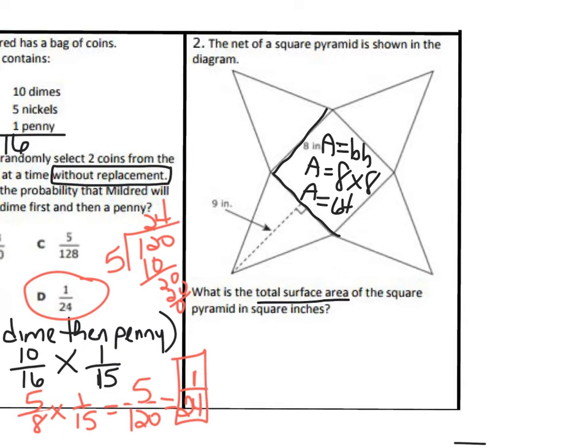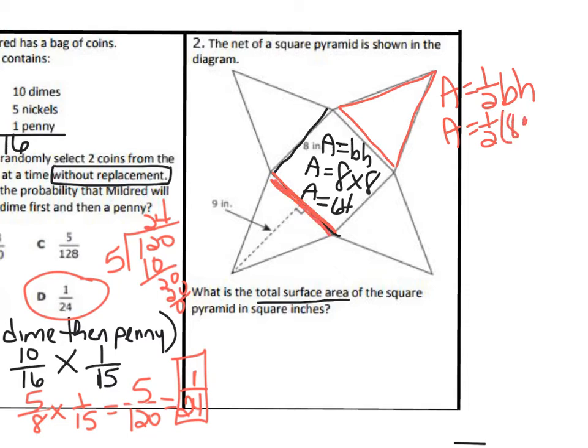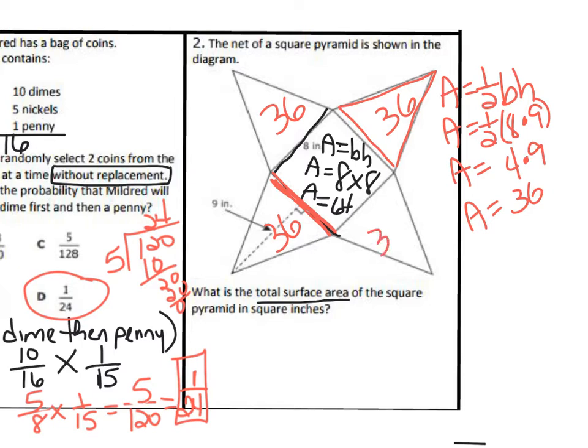Now we're going to find the area of the triangle. And we need the formula A equals half base times height. Okay, so the base will be what for the triangle? What's the base, guys? 8. What's the height? 9. So I could take half of 8, which is what? 4, and then times 9? 36. So that means each of those triangles are 36 square inches.